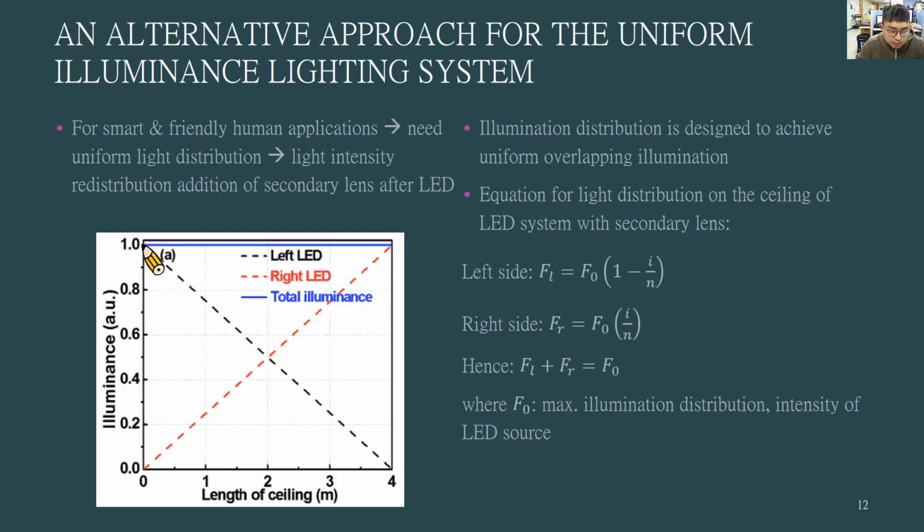And for the left side, it goes down. It has a negative slope right here, and for the right side, a positive slope. So from 0 it goes up. If we add the left and the right side, we always get a constant called F0, where F0 means the maximum illumination distribution or the maximum intensity of the LED source. We can see the total illuminance right here is always constant from the graph.